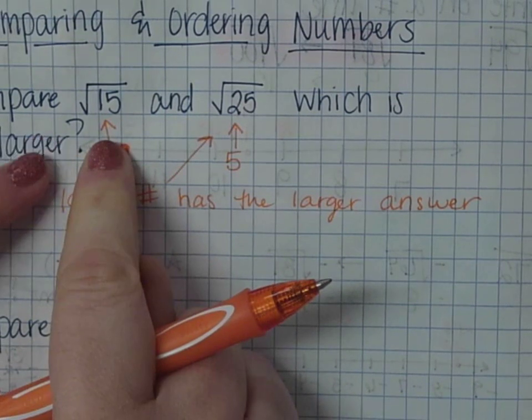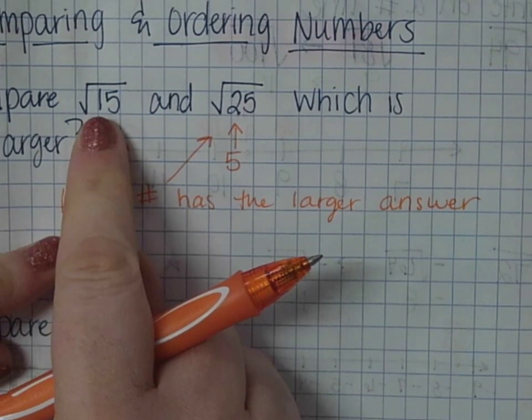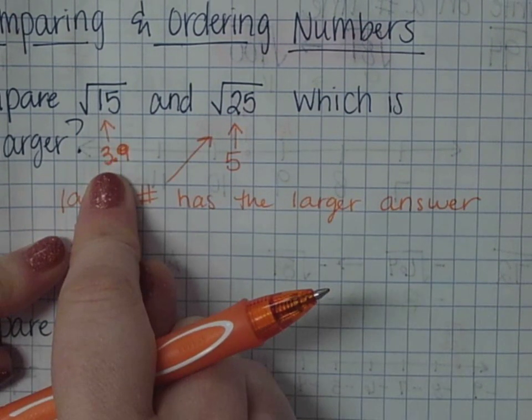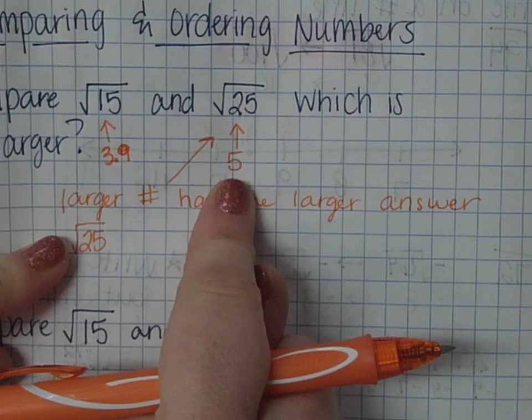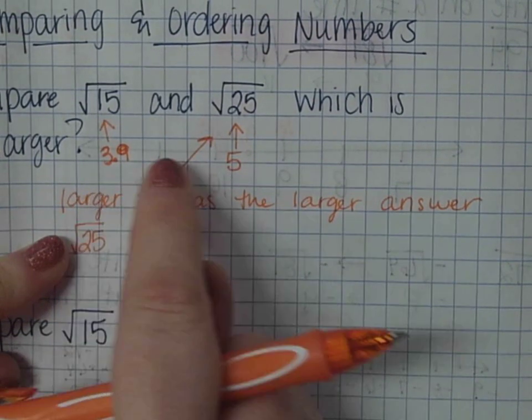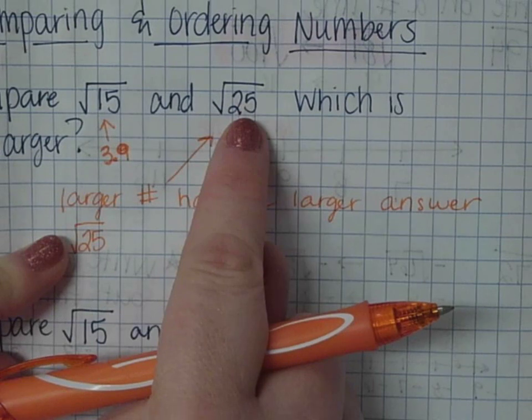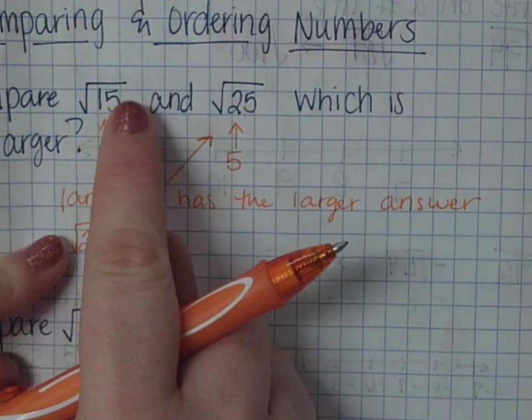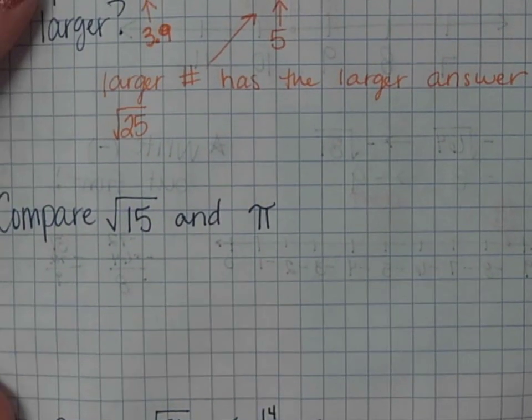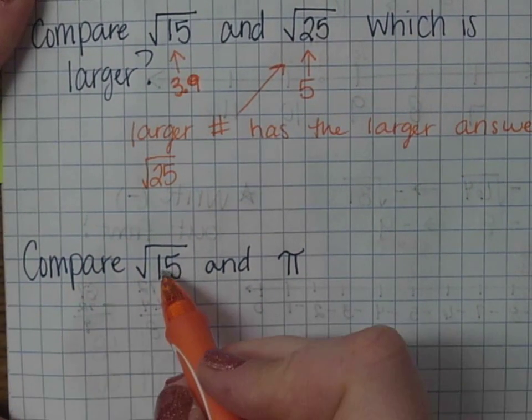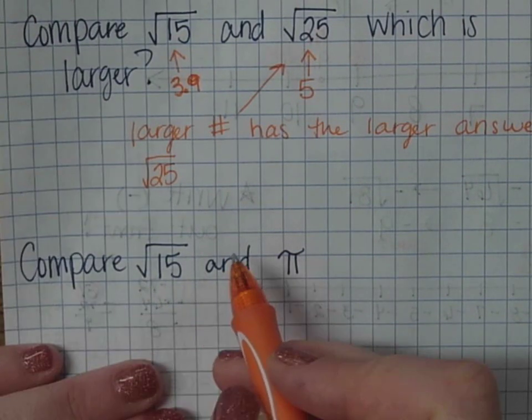So just do what we've been doing. Find what the square root of 15 is, which is 3.9. Find the square root of 25, and it's 5. And you know that this one's larger. Since they're in the same form, you also know that this number is larger than 15. All right, in some cases, they might not be in the same form.